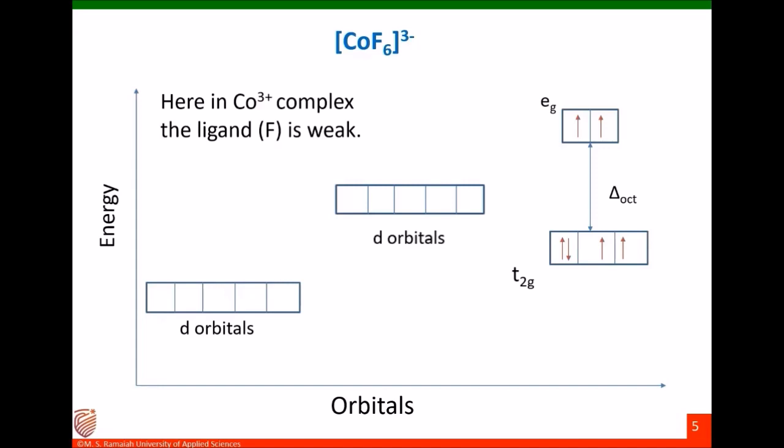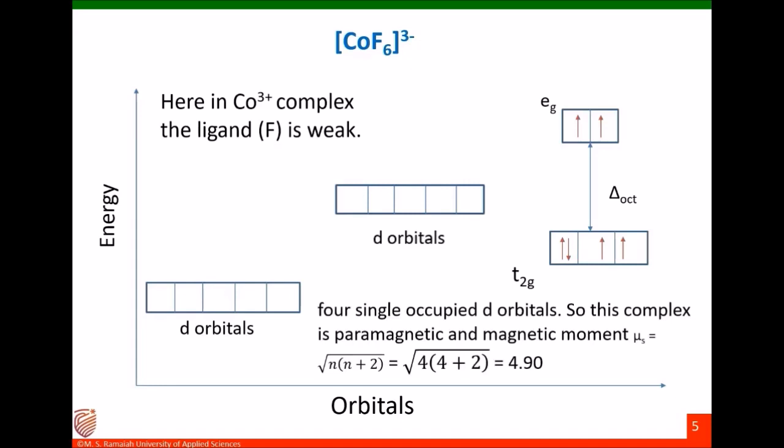Now if you see the electron filling, you can see that there are 2 single occupied d orbitals in T2g and 2 single occupied d orbitals in eg. So the total number of single occupied d orbitals is 4. So this complex is paramagnetic, and the magnetic moment value can be calculated as mu equal to root of n into n plus 2, that is root of 4 into 4 plus 2, and the value is 4.90. Now we know why CoF6 3- is a paramagnetic compound.